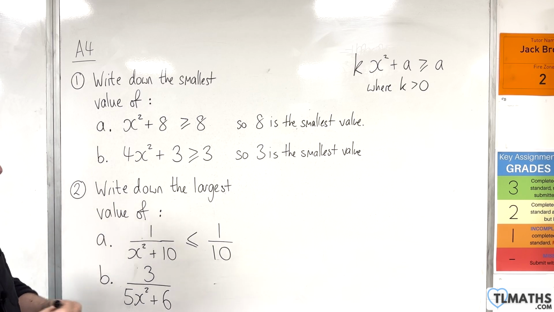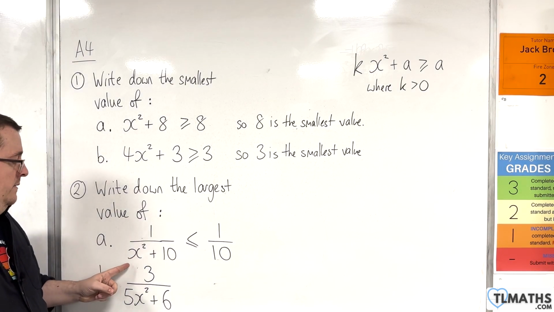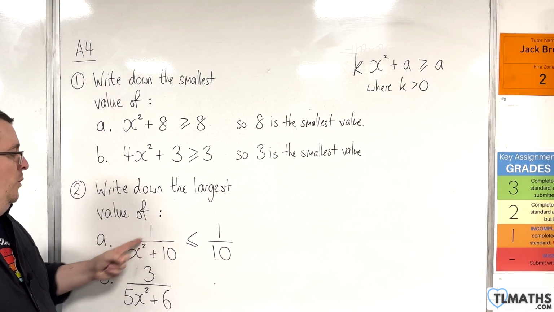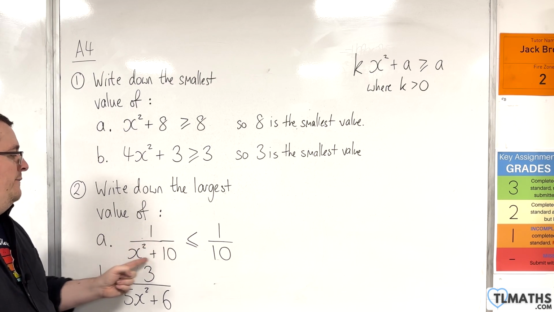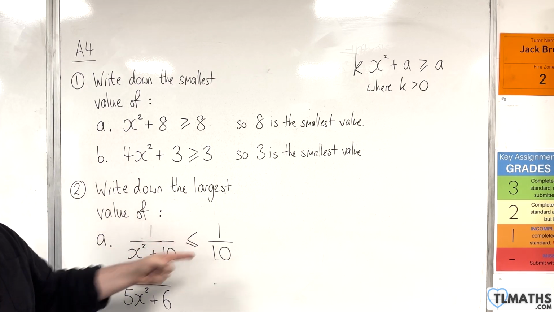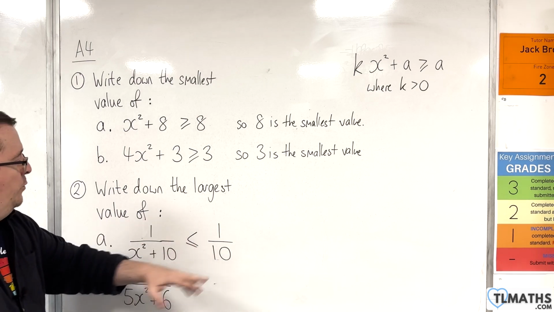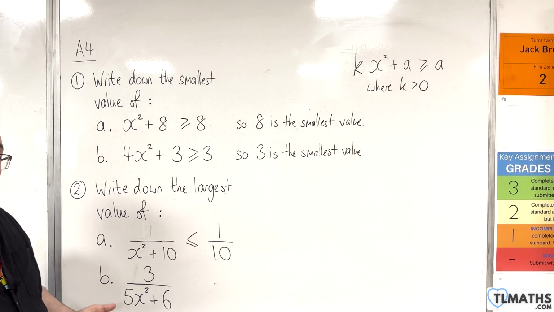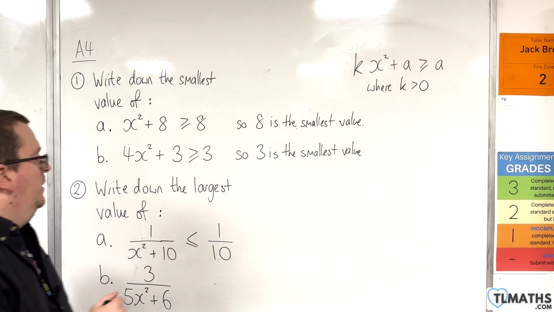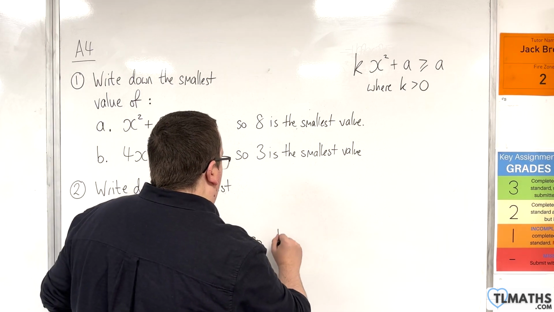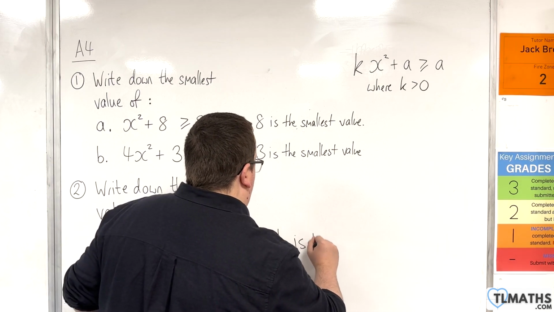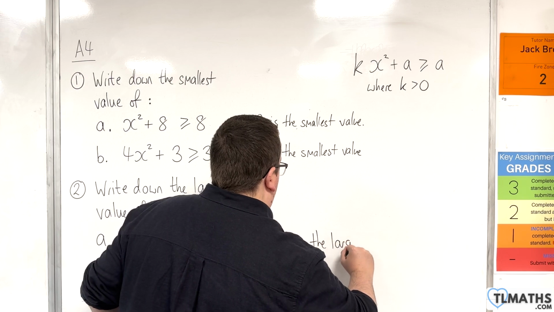So any x value that's not 0 that you put in here will only make this fraction smaller. So it will only ever be smaller than 1 over 10. It'll be equal to 1 over 10 when x is 0. So 1 over 10 is the largest value.